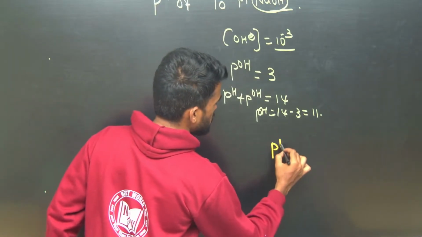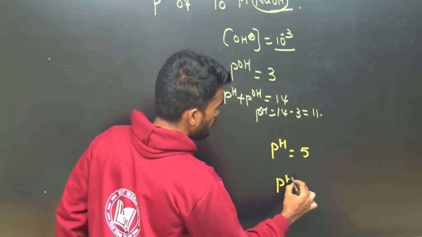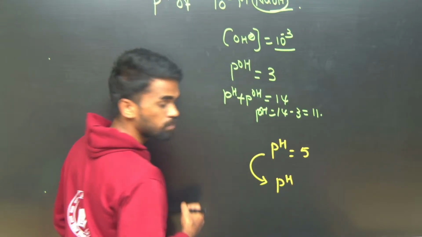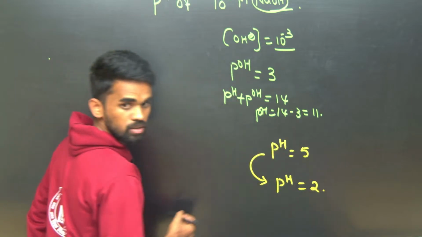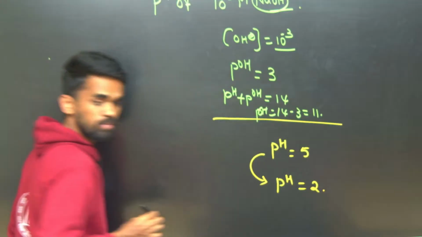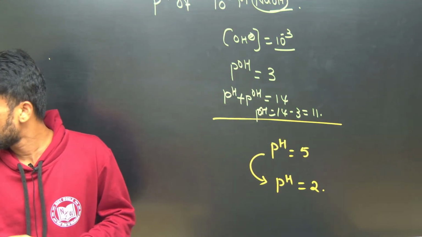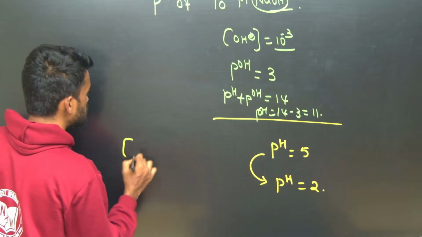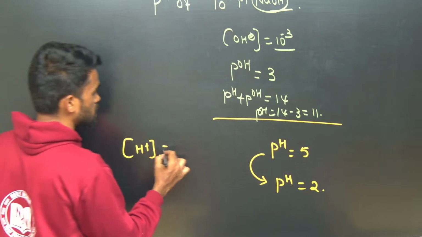See, initially pH is equal to 5. Then, by increasing the concentration of H plus ion, the pH value decreases. So pH becomes 2 here. Initially 5, later it becomes 2 by increasing the concentration of H plus. So now, what is the increase in the concentration of H plus? What is the increase in the concentration of H plus?